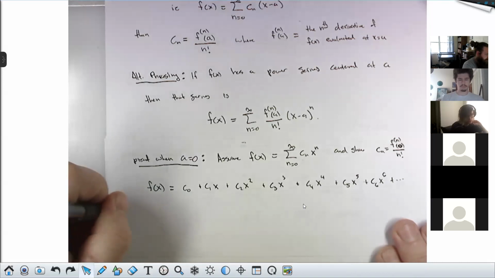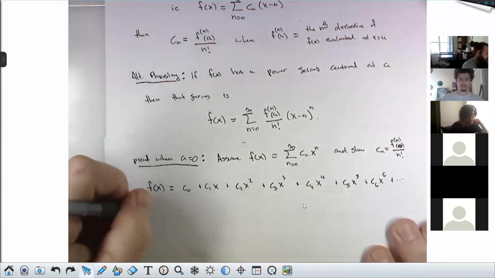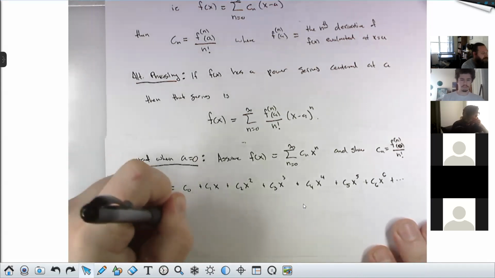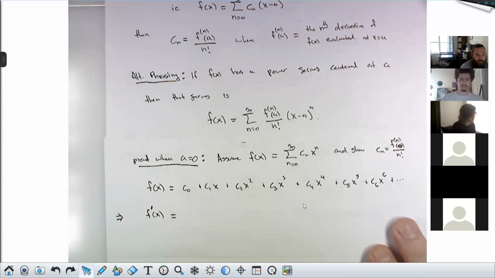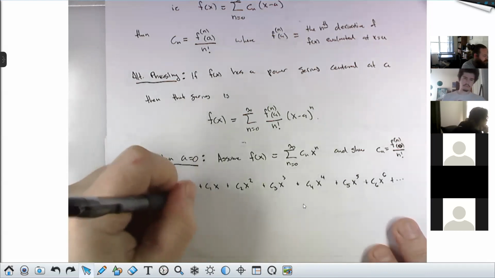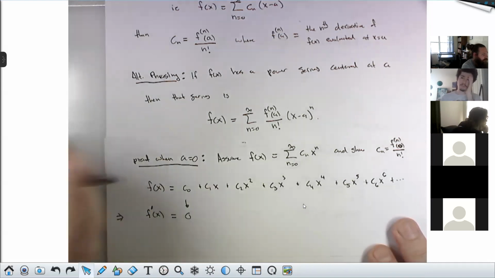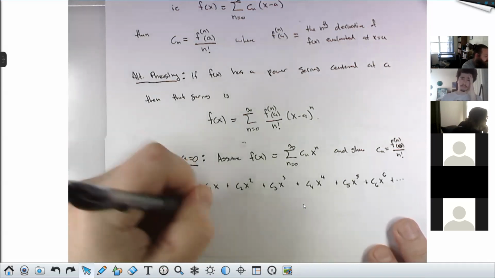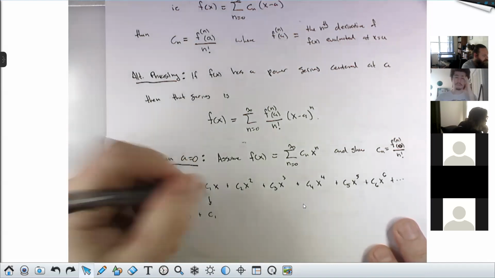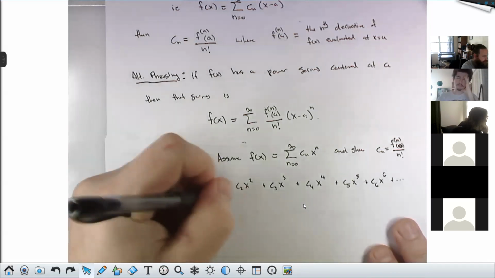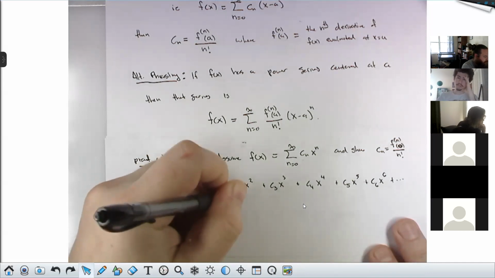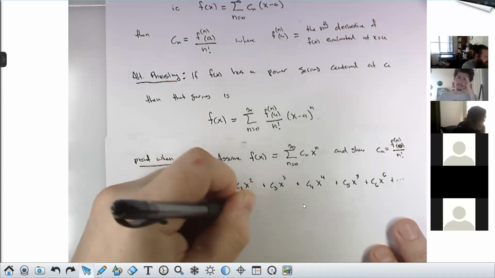This means that f prime of x should be what? Well, I differentiate each of these terms like a polynomial. C0 is a constant. Its derivative is 0. The derivative of C1x is just C1 because the derivative of x is 1. Plus the derivative of C2x squared would be C2 times 2x.